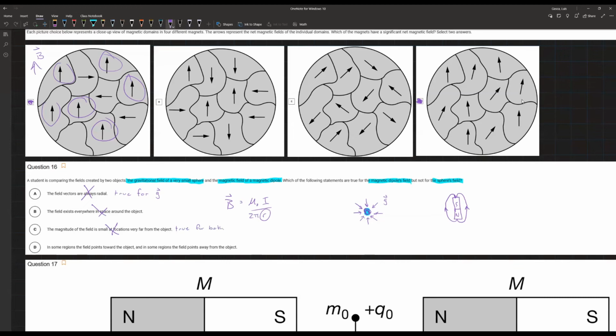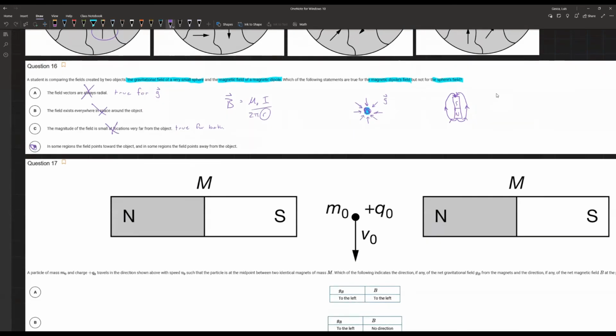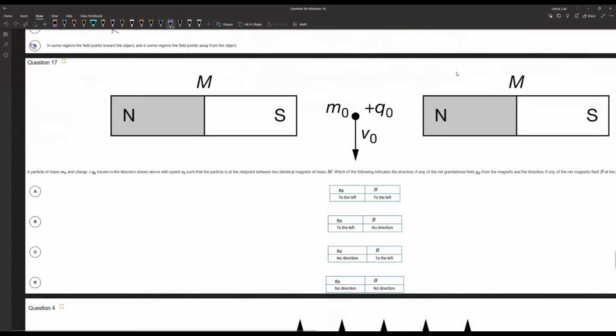It's kind of like the same statement as B. The fields exist everywhere in space around the object except at very far distances. So that leaves us with D. In some regions, the field points towards the object. In some regions, the field points away. At the bottom over here, it's pointing away from the object. As we start to loop around, it points into the object, into the south end. The magnetic field only ever points towards the object. Sorry, the gravitational field only ever points towards the object.